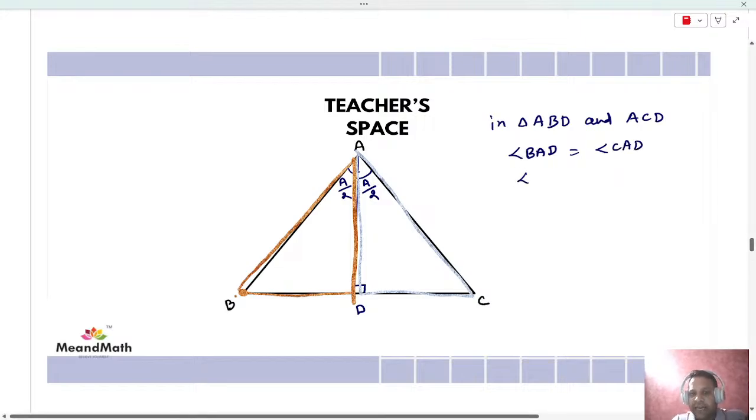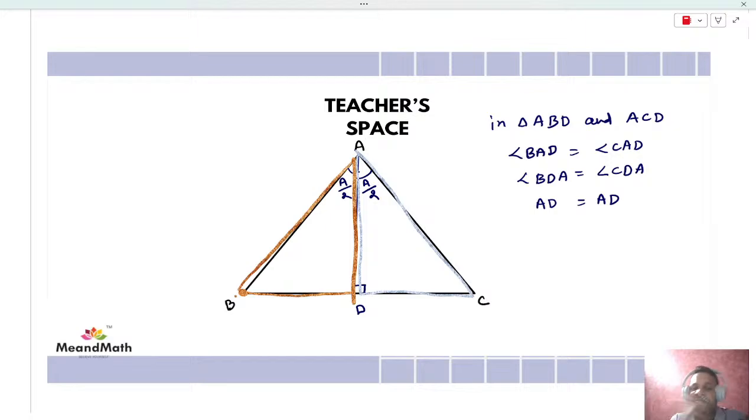Second thing, angle BDA is equal to angle CDA, and AD is equal to AD, common. So here two angles are equal and the included side is also equal. Two angles are equal and included side equal. So both triangles are congruent using ASA.